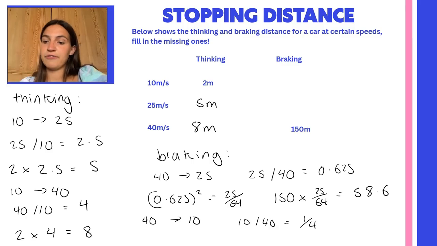Okay, let's quickly do it for the next one. Going from 40 to 10 for braking, well, my factor is 10 over 40, which is a quarter. Then I need to square that factor.